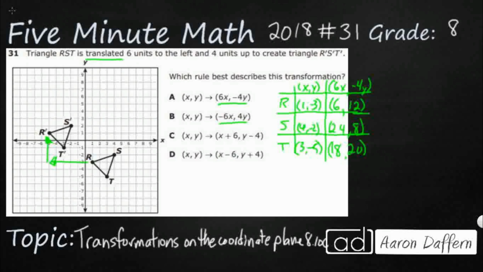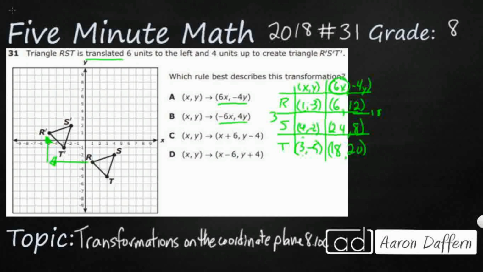So look at the difference between the x's here in the original. The x's are 1, 4, and 3. So the greatest distance is between R and S, 1 and 4. That's a difference of 3. Look at the difference here. The greatest difference is between 6 and 24. That's a difference of 18 now, because I multiplied it by 6. So it's going to greatly expand.